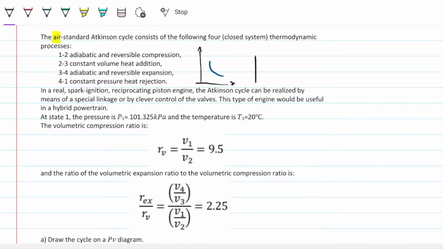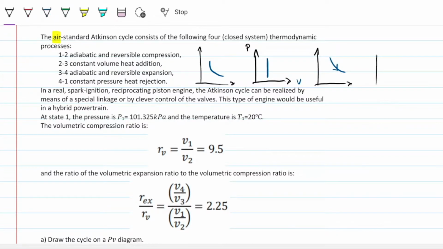Then the next one is a constant volume heat addition. If this is volume, it has to stay on the same line, so it has to go upwards. Why upwards? Because we're adding heat to it, so we expect the pressure to increase since the volume cannot. Then we have an adiabatic and reversible expansion. Same thing as the first one, but now we're going the expansion way, so we're going that way.